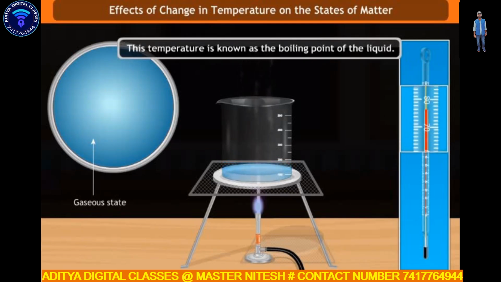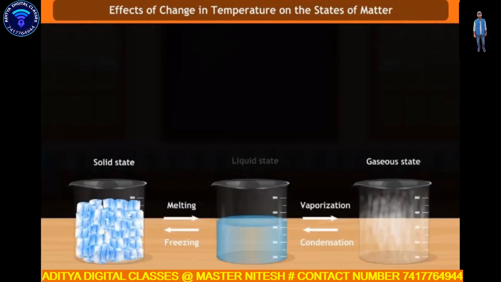On decreasing the temperature, gas changes into liquids and then changes into solids. This is because the kinetic energy decreases. So from this activity we conclude that the state of matter is interconvertible on changing the temperature.